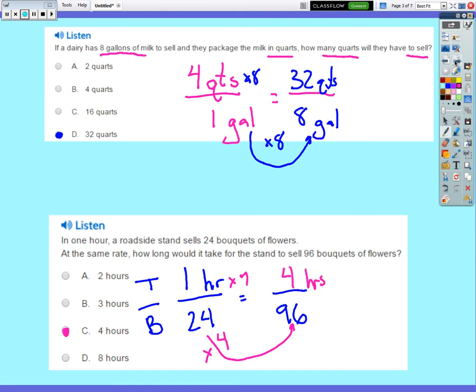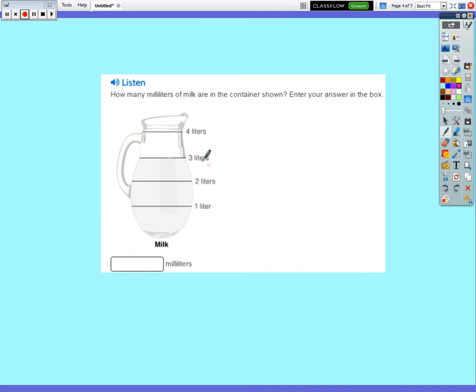All right, let's take a look at the next one here. How many milliliters of milk are in the container shown? Well, it looks like I have 3 liters. Ooh, milli. Well, here's my base units. So my base units, or my basic units, those are liters, meters, and grams.